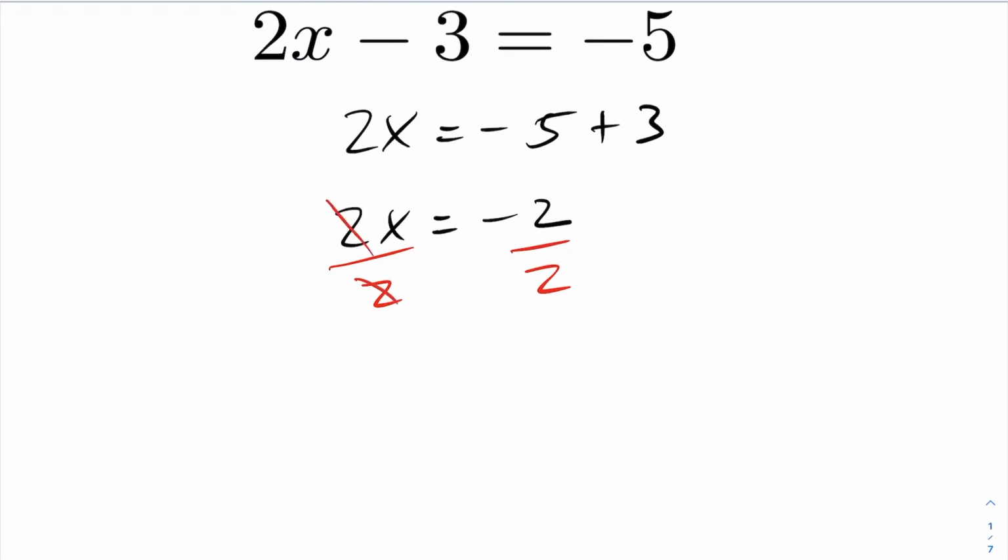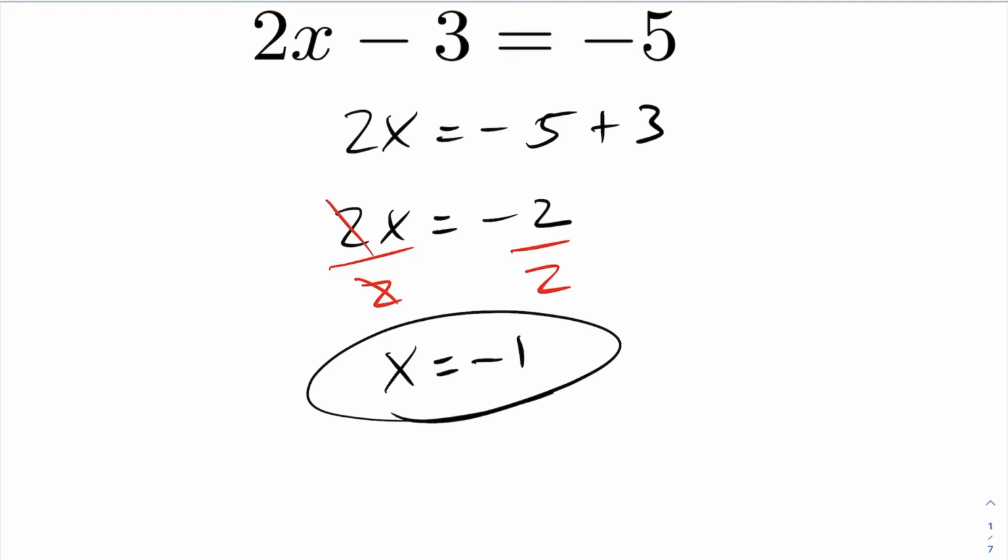This will reduce to become a 1, so typically people won't write it. They'll just put the x down. You can put 1x, it's not wrong, but normally people just write the x. So that'll reduce to become x, and on the right-hand side, negative 2 divided by 2 is negative 1. And we found the value of x that satisfies this equation. What that means is if I were to substitute x with a minus 1, the left-hand side and right-hand side of the equation would be equal.